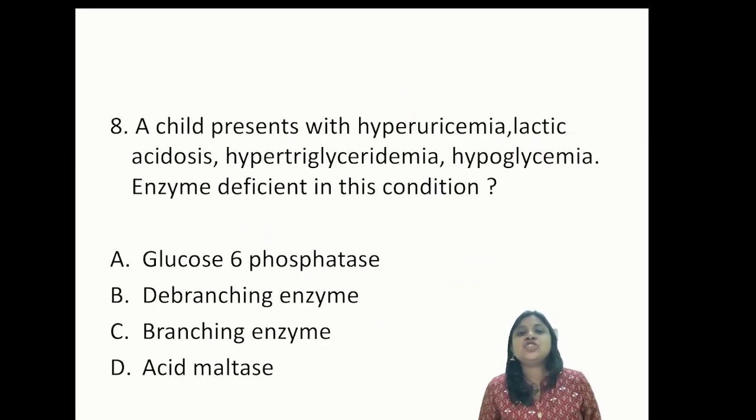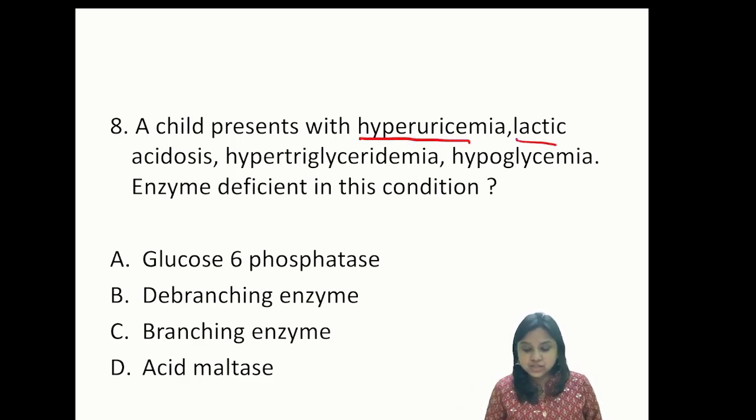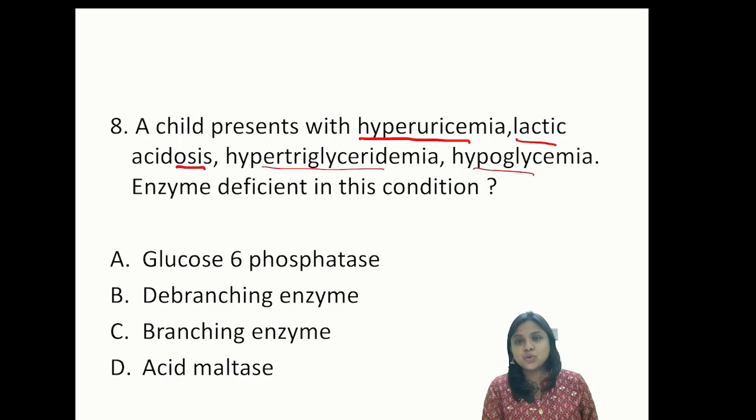Question number 8. A child presents with hyperuricemia, that is, there is elevated uric acid, lactic acidosis, hypertriglyceridemia, that is, the triglyceride level is more, and hypoglycemia, enzyme deficient in this condition. So from the question itself, I think you can understand that you are dealing with an inborn error of metabolism and the constellation of features that are provided over here, that is more uric acid, more triglyceride, lactic acidosis, and less blood sugar. It points towards one of the most common glycogen storage diseases that we have. That is nothing but GSD type 1, also known as the von Gierke's disease.